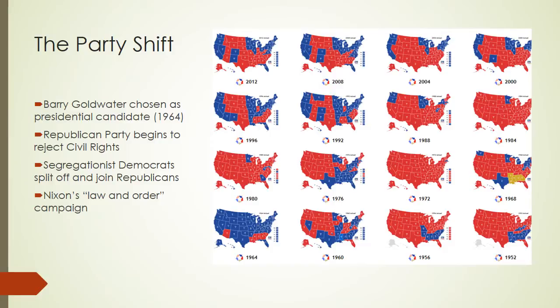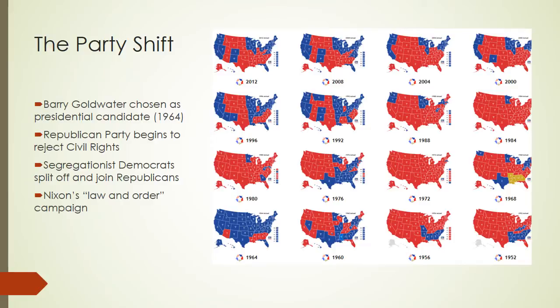Okay, well, one of the things that you may have heard about is that the two political parties shifted or switched places in the 1960s and the 1970s. And this all started with the choice of the Arizona senator and pretty conservative extremist presidential candidate Barry Goldwater, who was chosen to be the party's presidential candidate in 1964.